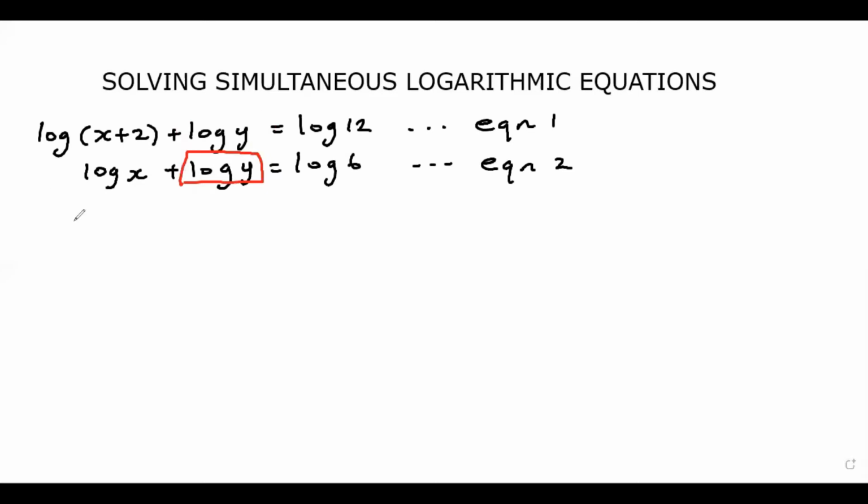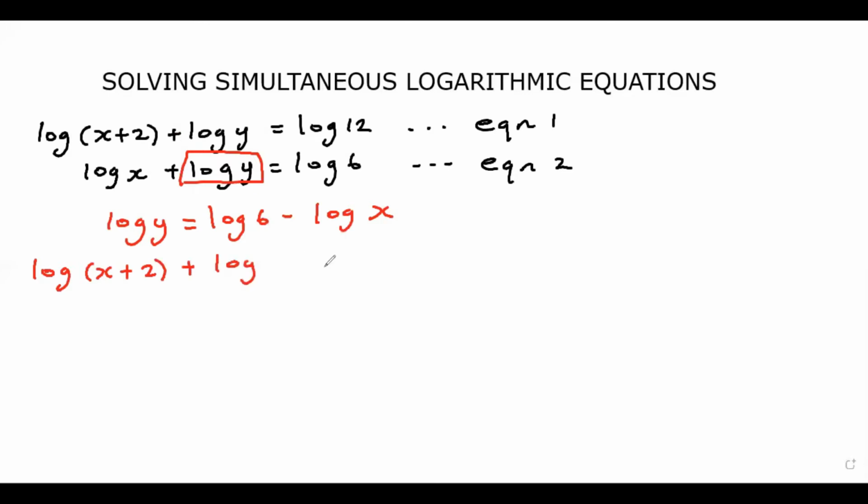So from equation 2, I'm going to have log y being equal to log 6 minus log x. So I can now substitute that into equation 1. So we have log (x + 2) plus log 6 minus log x being equal to log 12. Now, if you realize here, we're adding, so that means we're basically multiplying logs. So that'll be log (x + 2) times 6.